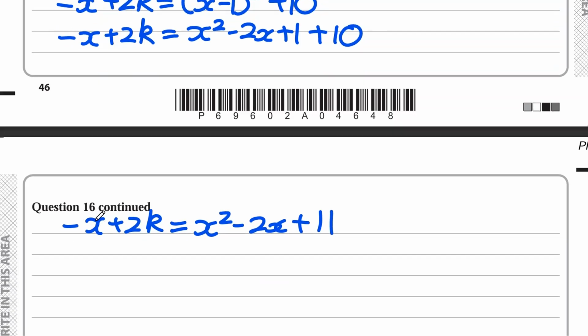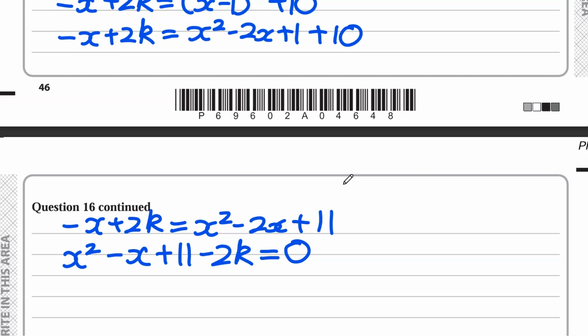And then if we move this minus x plus 2k onto the other side of the equation, this here is still going to be x squared. We have this minus 2x, and if we move this to the other side, it's going to be plus x, so this is going to be minus x. And then if we move this 2k to the other side, it's going to be plus 11 and then minus 2k, and this is equal to 0.